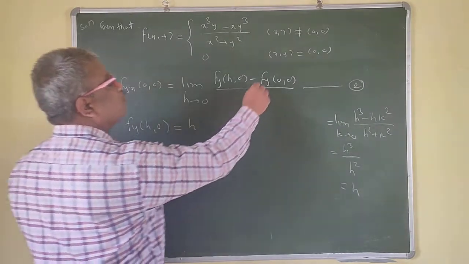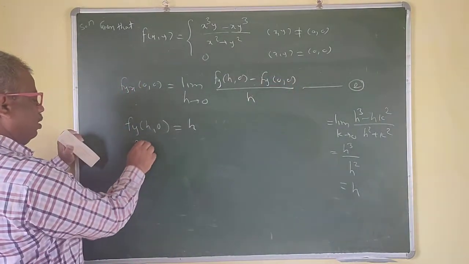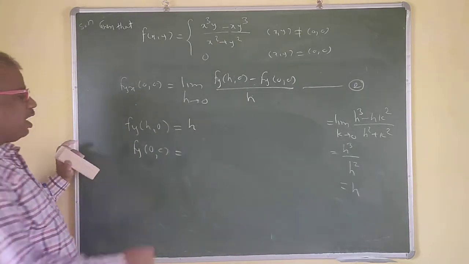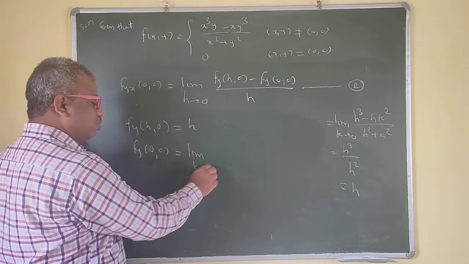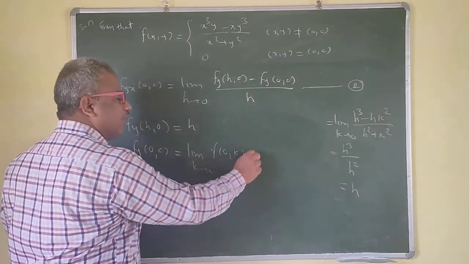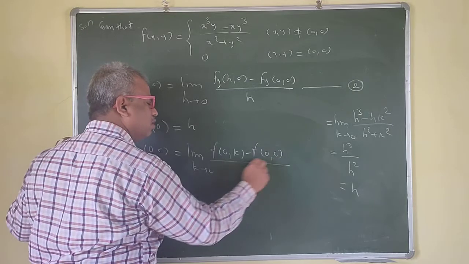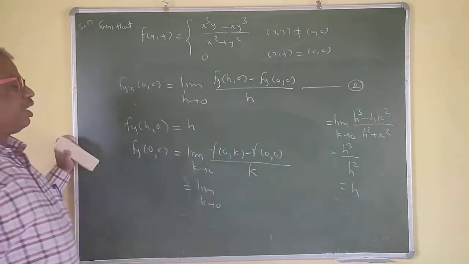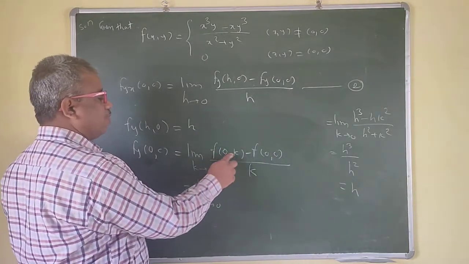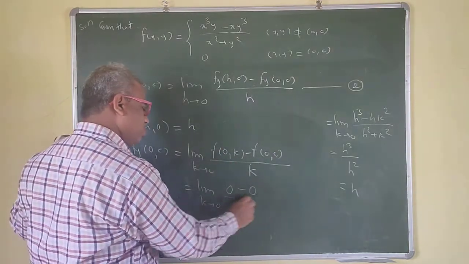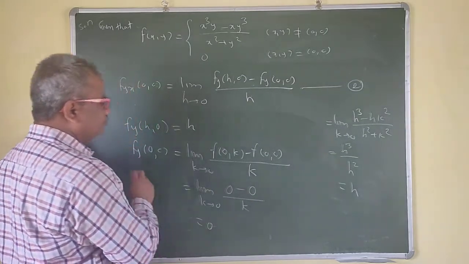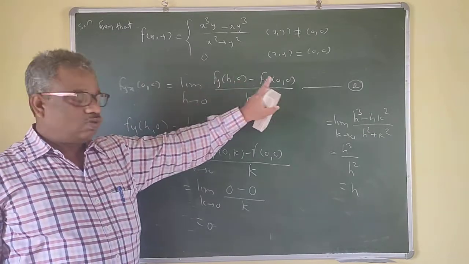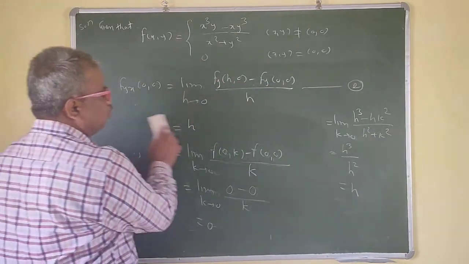Write this h. Now we have to find fy(0,0). So we are differentiating f partially with respect to y. So we will take the limit k tends to 0 of f(0,k) minus f(0,0) upon k. This is the definition. So we put now the values of f(0,k) and f(0,0). So f(0,k) is 0. f(0,0) is given to you, this is 0. So we get the value of fy(h,0), fy(0,0).